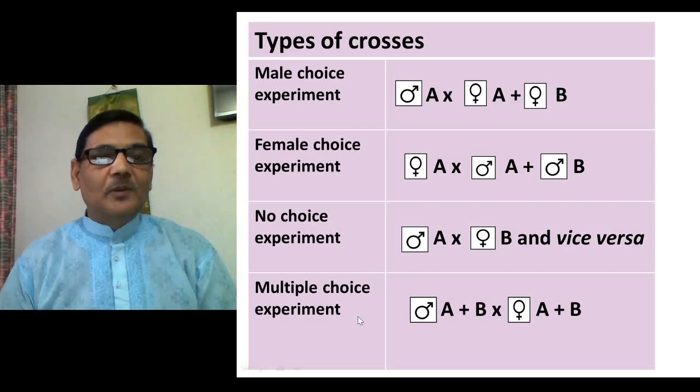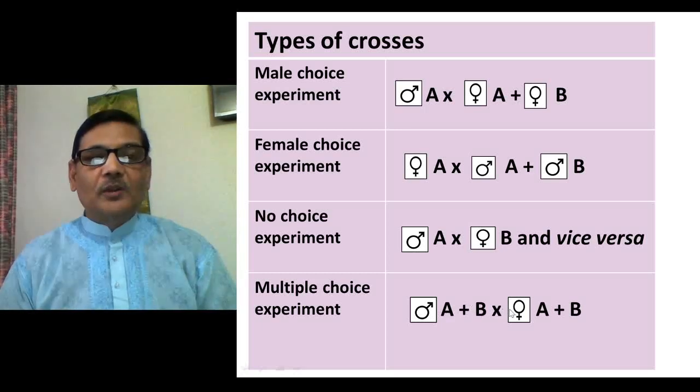And then the fourth experimental plan could be multiple choice experiment, in which you will have male of species A as well as species B, and they will be put with the females of species A as well as species B. So here this male of one species, suppose species A, has choice either to mate with the females of its own species or females of other species, and likewise species B male, they have choice to mate either with the alien female or with its own female.